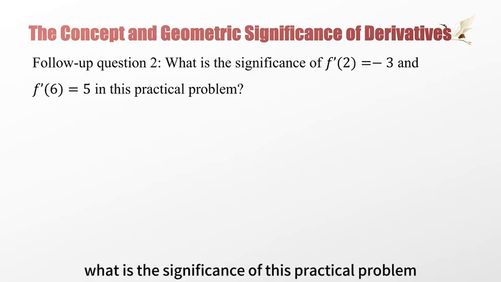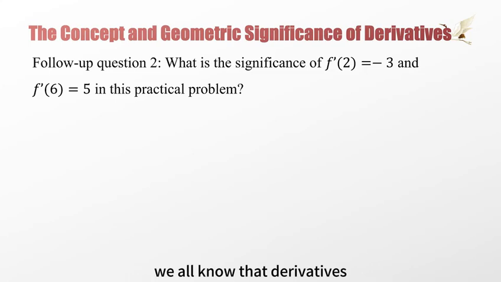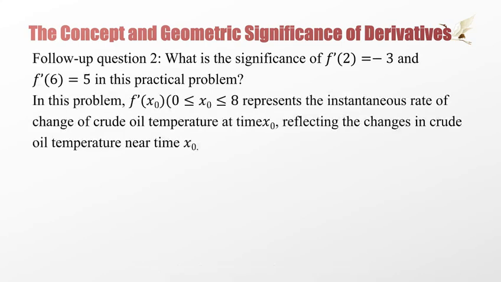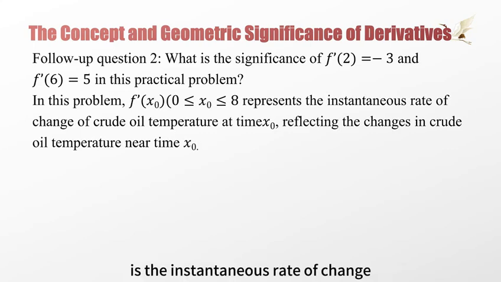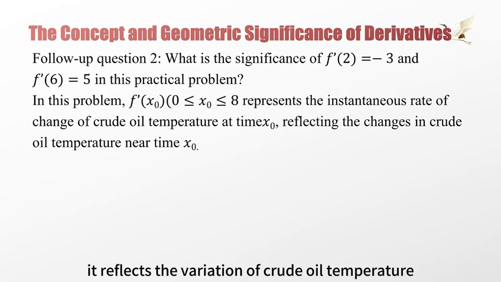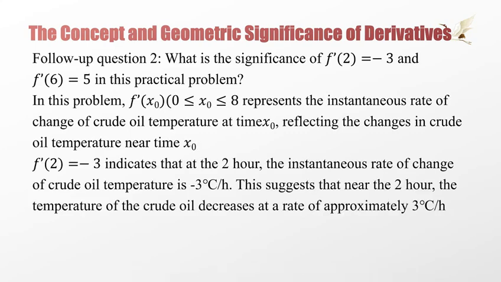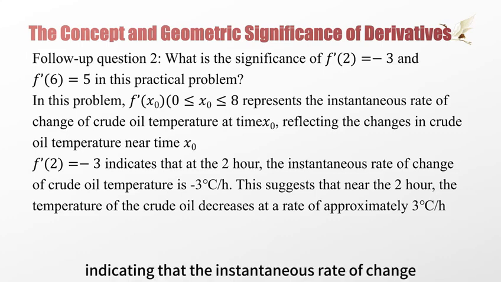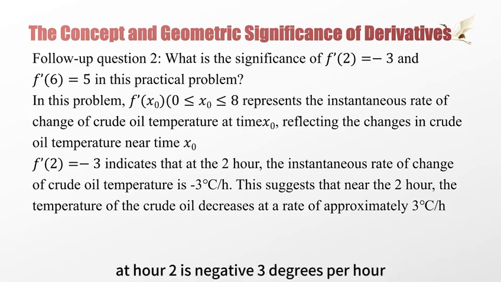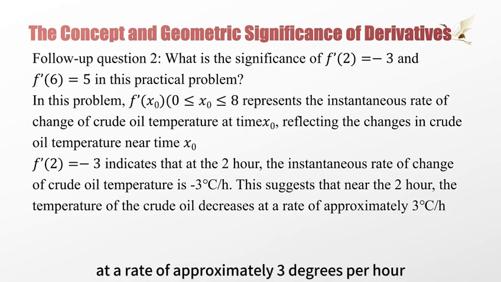What is the significance of this practical problem? We all know that derivatives are mathematical representations of instantaneous rates of change. In this question, for y equals f(x), the derivative at x equals x0 is the instantaneous rate of change of crude oil temperature at time x0. It reflects the variation of crude oil temperature around time x0. Specifically, the derivative of f(x) at 2 is negative 3, indicating that the instantaneous rate of change in crude oil temperature at hour 2 is negative 3 degrees per hour. This suggests that around hour 2, the crude oil temperature decreases at a rate of approximately 3 degrees per hour.